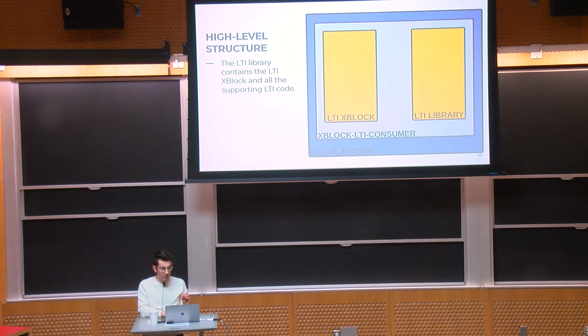In the library, we've got the LTI XBlock, called the LTI consumer XBlock. And then all of the supporting code for LTI I've put into this LTI library rectangle. Looking at this diagram, you might be thinking, couldn't I just install XBlock LTI consumer and use the library and pretend the XBlock isn't there and everything works perfectly?